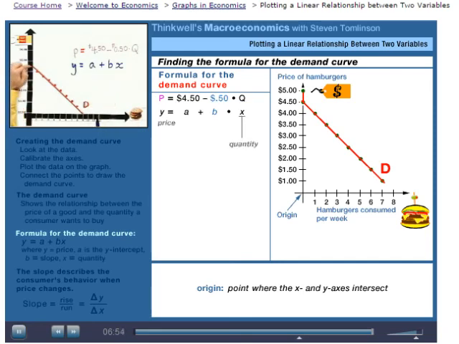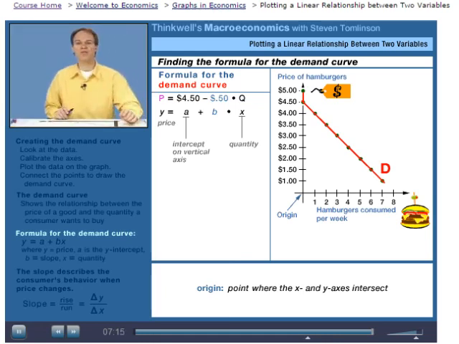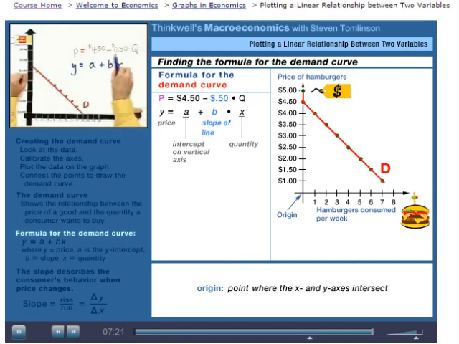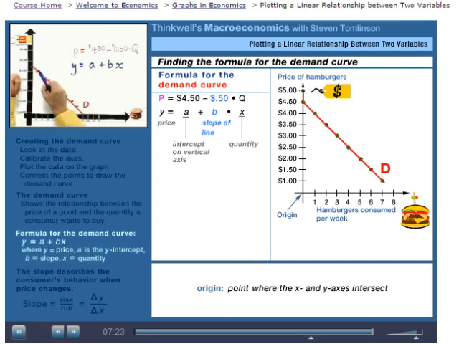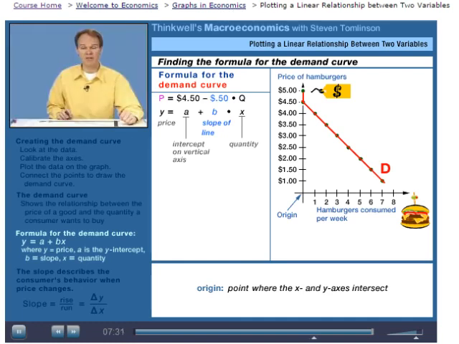A is the intercept, or the height here on the vertical axis when the x variable has a value of 0. In this case, Bob is buying 0 hamburgers when the price is $4.50 per hamburger. A represents the intercept, and in our case, the intercept is $4.50. B represents the slope of the line, the rise over the run. And in this case, the slope is negative 50 cents. For each additional hamburger that we want Bob to buy, we have to lower the price by 50 cents. So B, in this case, is negative 50 cents.